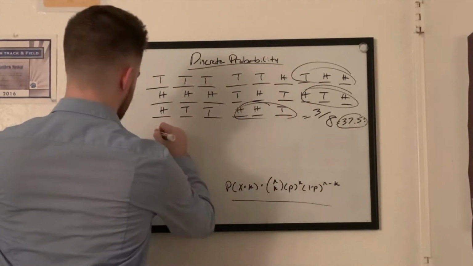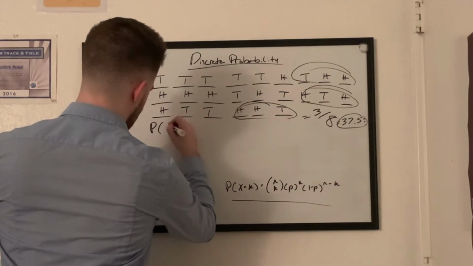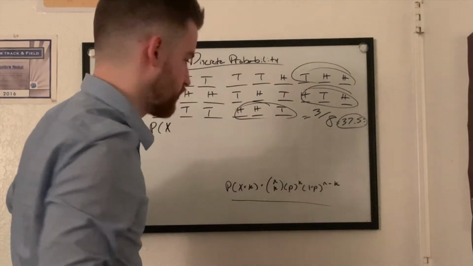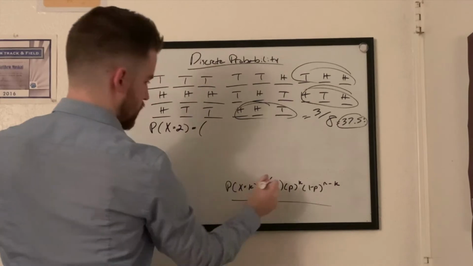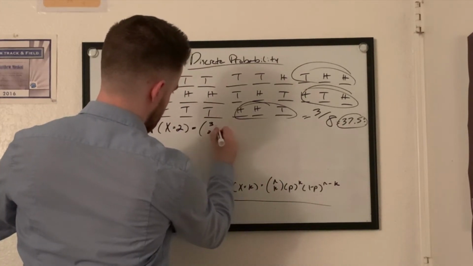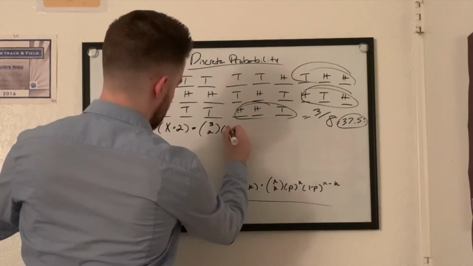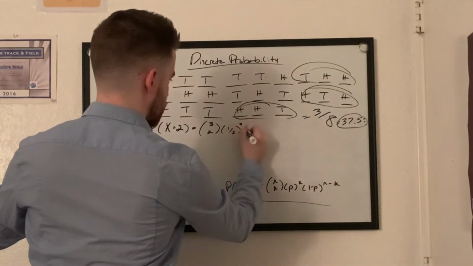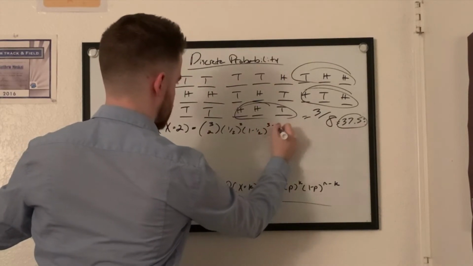So the probability that our event, if we call x the number of heads we get out of 3 coin flips, the probability we get 2 heads out of 3 coin flips is going to be n, our number of trials, 3, choose k, where k is our number of successes. P is the probability we get 1 heads in 1 trial, which is 1/2, squared, and then 1 minus 1/2 to the n minus k, which is 3 minus 2.